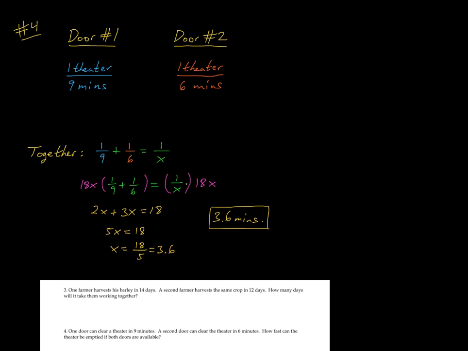Again, I'm using the LCD. In this case, that would be 18x. Then just distributing, we're going to get 2x and 3x on the left and just 18 on the right. That leads us to the solution that x is 18/5, which is equivalent to 3.6 minutes. Great, that's going to do it for this problem.